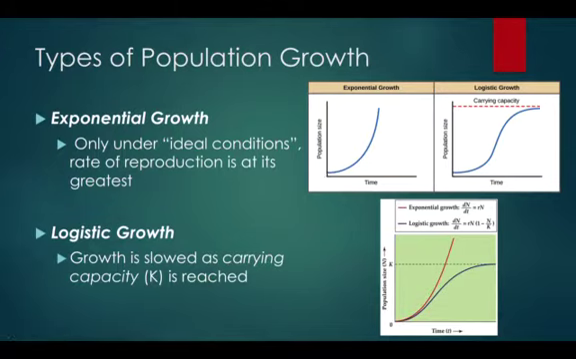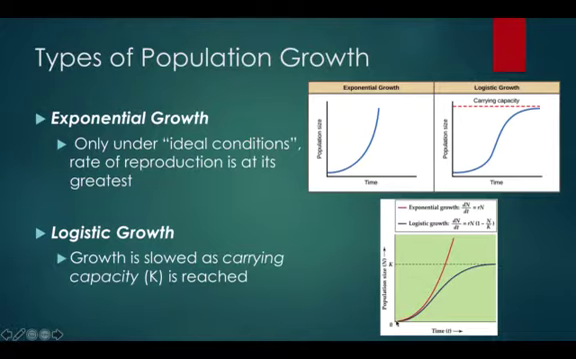However, this is not sustainable. Eventually, all populations will hit a carrying capacity. That is a point where all of the resources are being taken advantage of and the environment or the habitat cannot sustain any more individuals in the population. So eventually, that population is going to hit the carrying capacity, and this is called logistic growth. Growth that is slowed as the carrying capacity, or K, is reached.